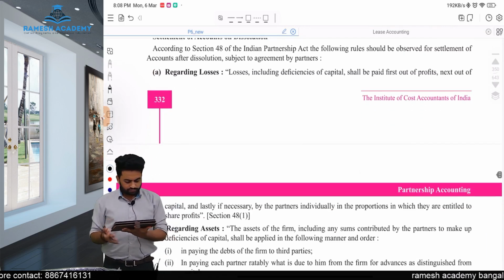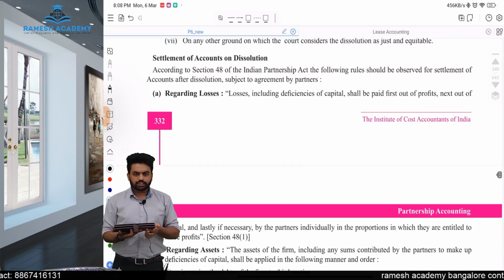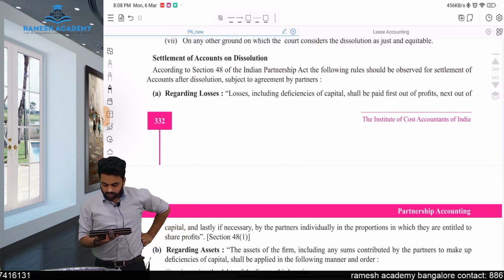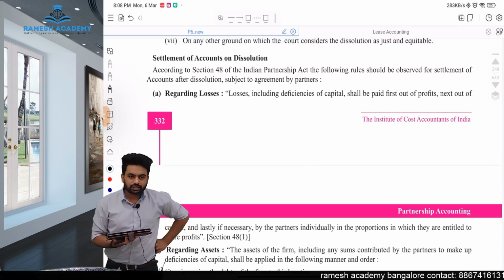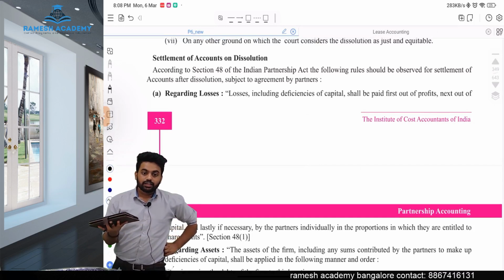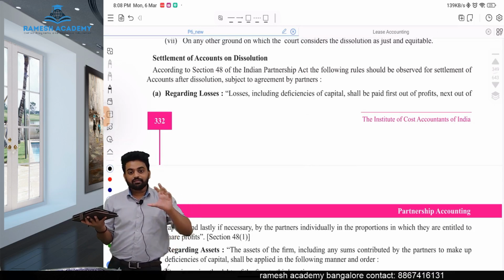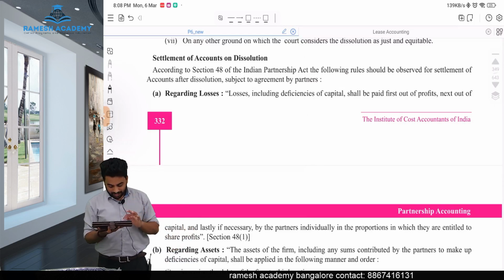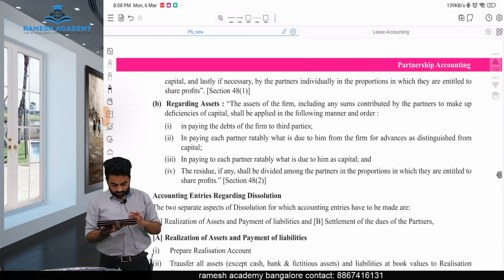Settlement of accounts on dissolution, simple. If there is a loss, who has to bring it? The partners have to bring it, because partnership liability is unlimited.